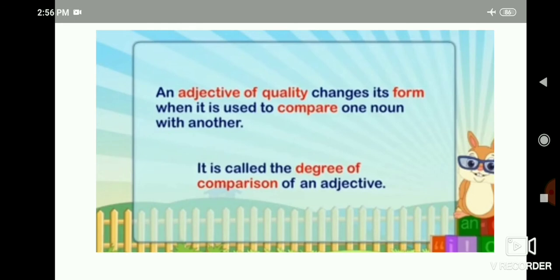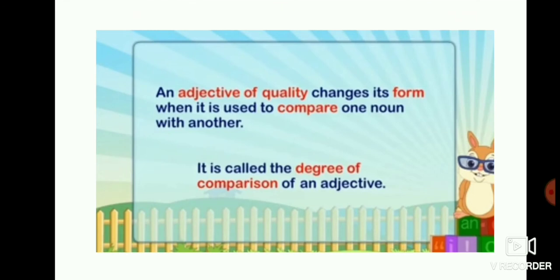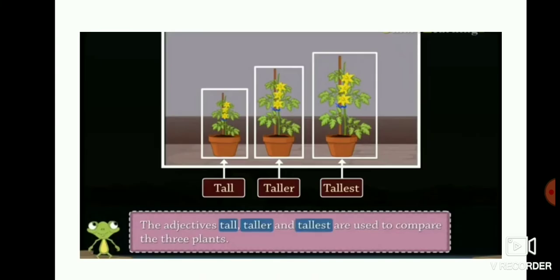Okay, so now we are going to see degrees of comparison. An adjective of quality changes its form when it is used to compare one noun with another. It is called degrees of comparison. Tall, taller and tallest are used to compare nouns. Used to compare the nouns, we are using degrees of comparison.